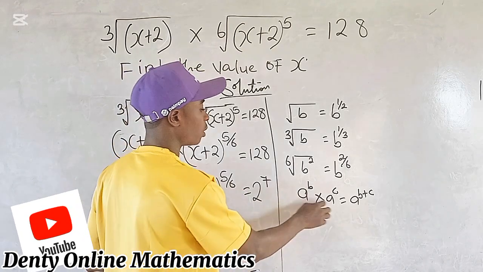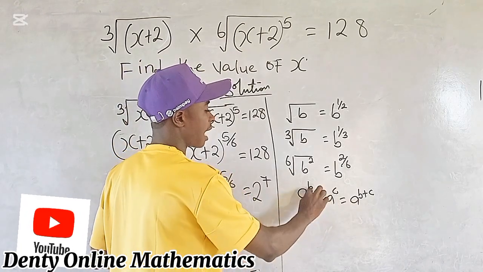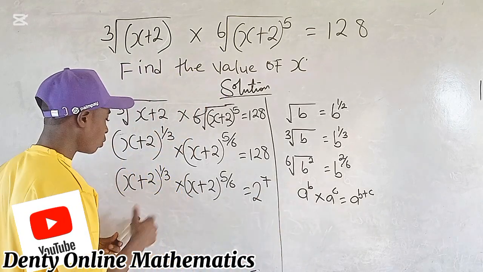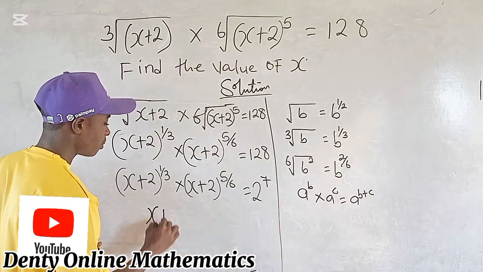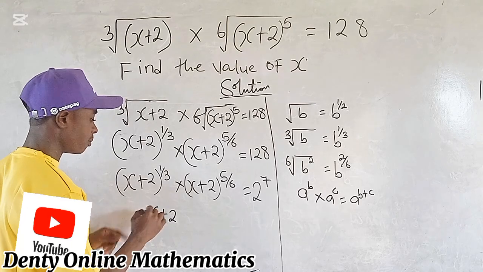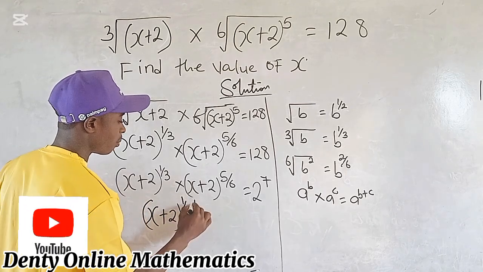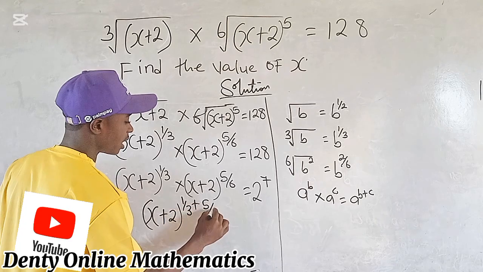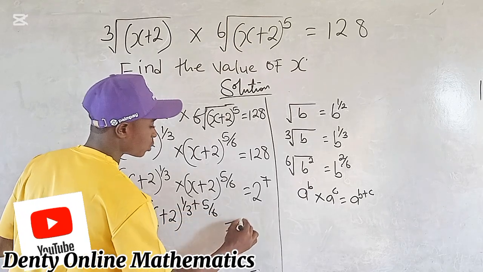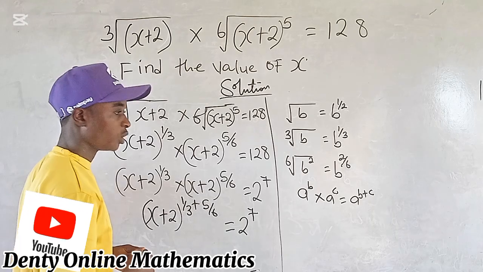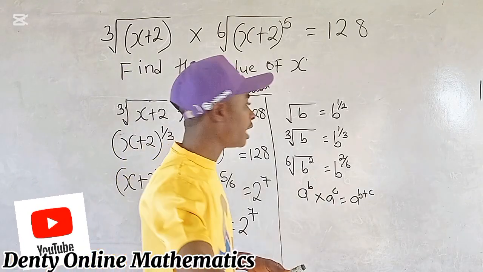That means if you have equal base, I can pick one of the base and add the exponents or the powers. So this will be the same thing as x plus 2, since I have the same base, raised to the power of 1 over 3 plus 5 over 6. This will be equal to 2 raised to the power of 7. Hope you guys see.